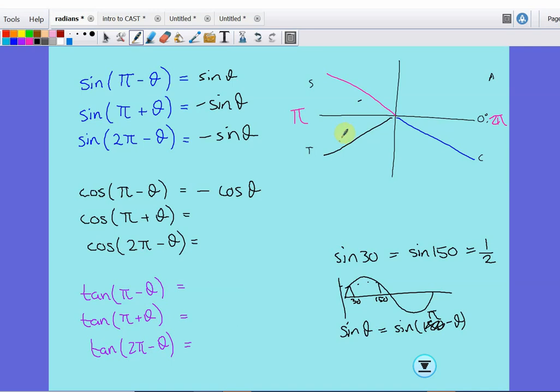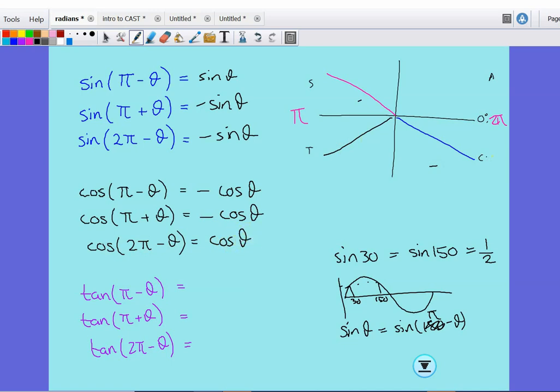Pi plus theta takes us into this quadrant. What do we know about cosine values there? Well, they're negative as well. Cosine, we're taking theta away from 2 pi, so a full rotation. So we're just in this area here. All the cosine values are positive. That would be the same as that.